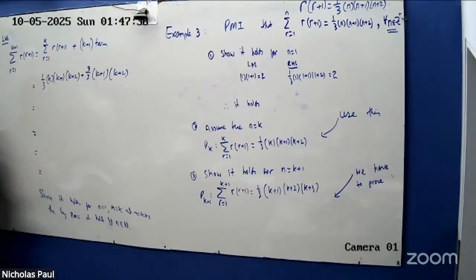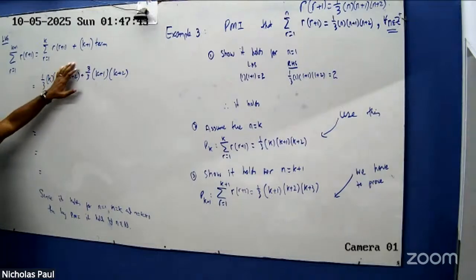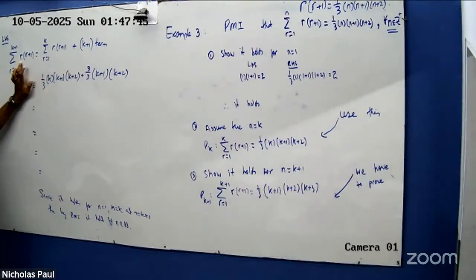So you know what you should do? Write it in your own words. Right? To get the K plus 1 term, put K plus 1 here and K plus 1 here.